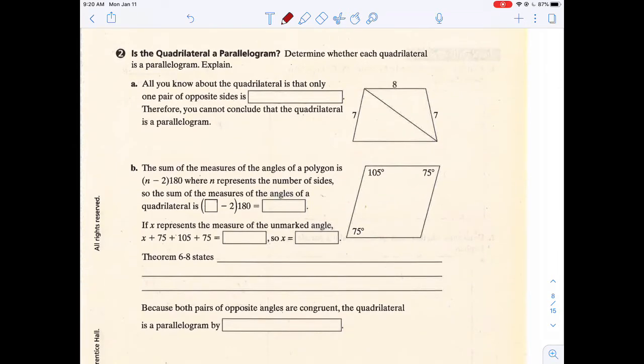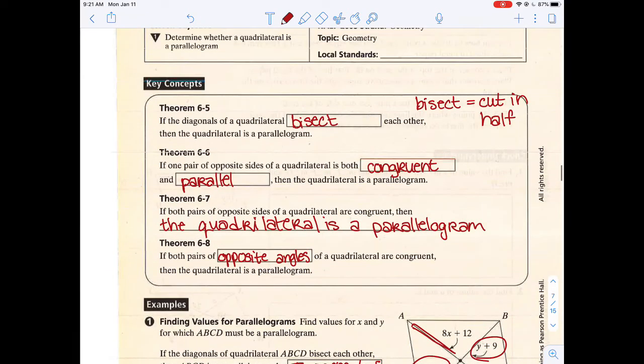Example 2. Is the quadrilateral a parallelogram? Determine whether each is a parallelogram. So, part A, it says, all you know about the quadrilateral is that only one pair of opposite sides is congruent. Would be this side here. We know these 2 are congruent. That's all we know. Therefore, you cannot conclude the quadrilateral is a parallelogram, because if we only know one pair of opposite sides is congruent, we also need to know that they're parallel.